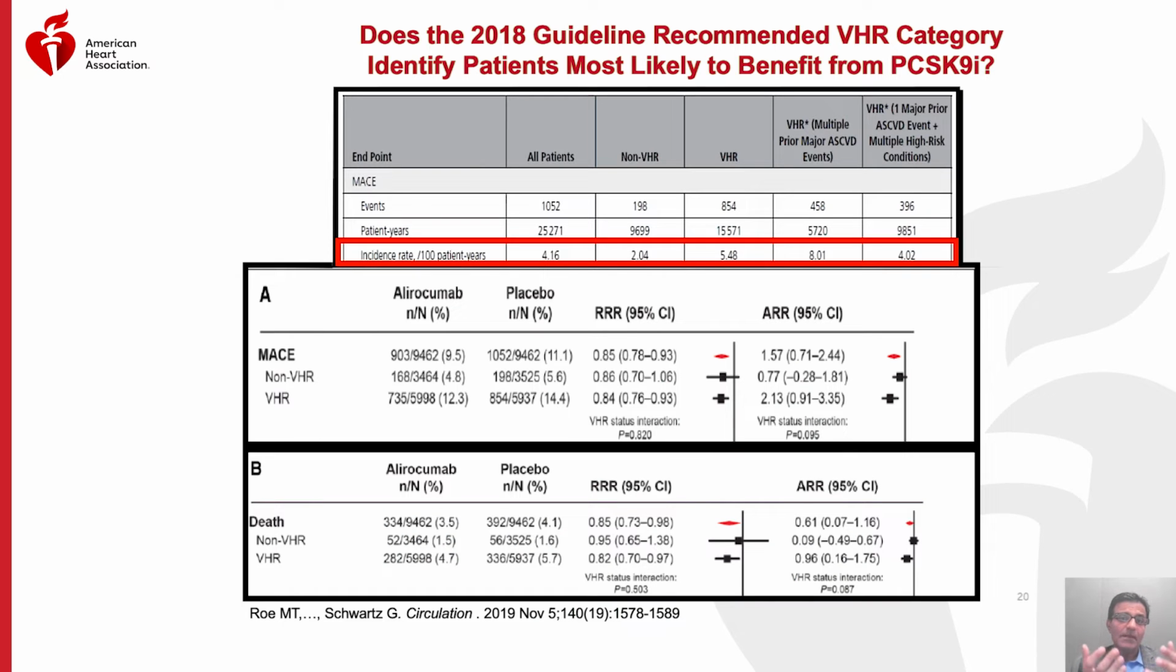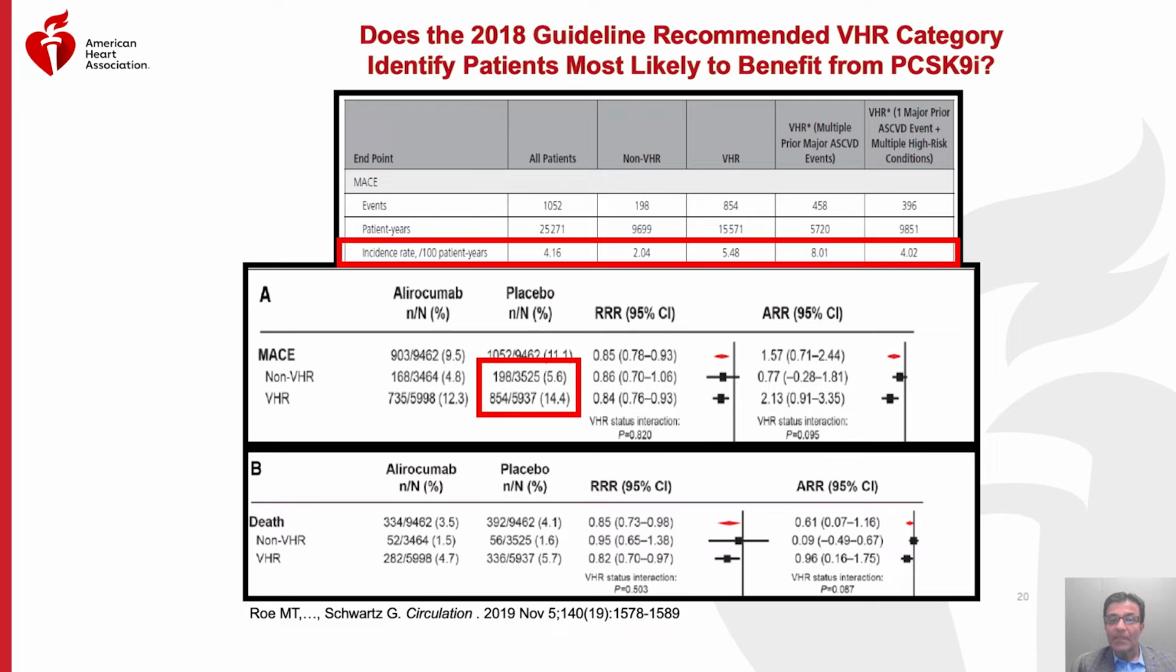I can show you data from PCSK9 inhibitor trials as well. These are post hoc analyses done after the guidelines were published to see what is the benefit of a PCSK9 inhibitor, in this case alirocumab, in patients with ACS if they have very high risk features based on the 2018 guidelines versus not having those features. So you will notice right off the bat that the event rates are much higher in those who are very high risk, and you will see that here compared to those who are not very high risk.